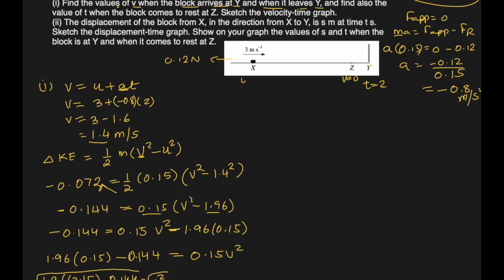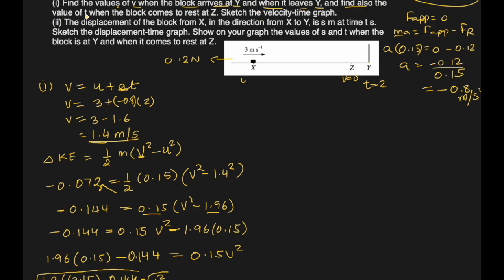What I'm getting here is just 1 meter per second, and that makes sense, right? When it reached y, the speed was 1.4 meters per second. It lost kinetic energy, it became slower, and it came with 1 meter per second towards x. Okay, the second one is also done.